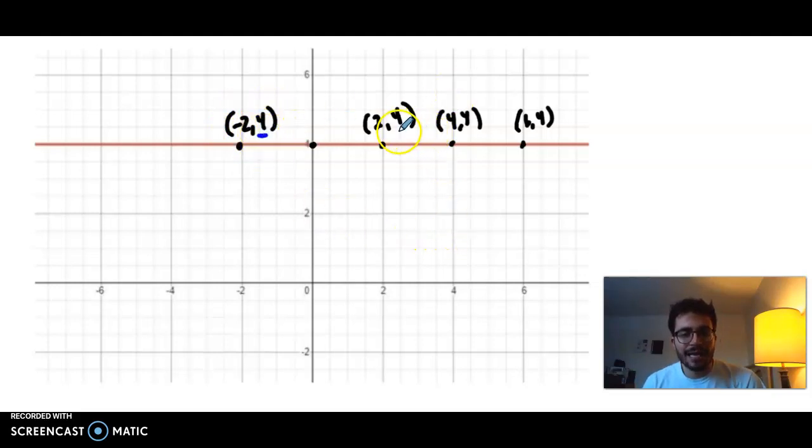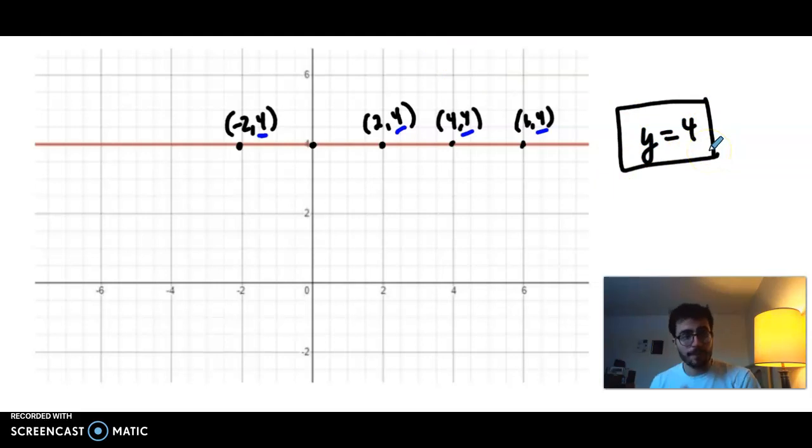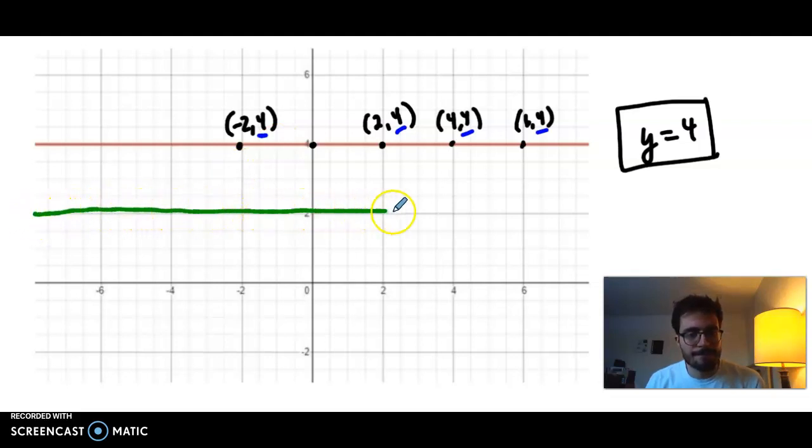The y is the thing that stays the same. So our equation is y equals 4. It doesn't matter what the x's are, right? As long as the y is equal to 4. And whenever you have a horizontal line, you're always going to have a y equals equation. So for example, if I had this line, this is y equals 2.